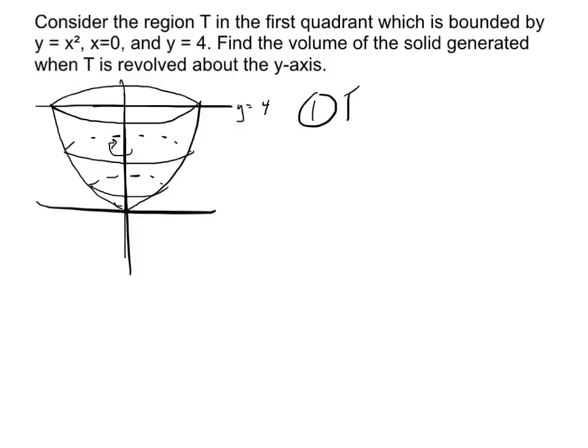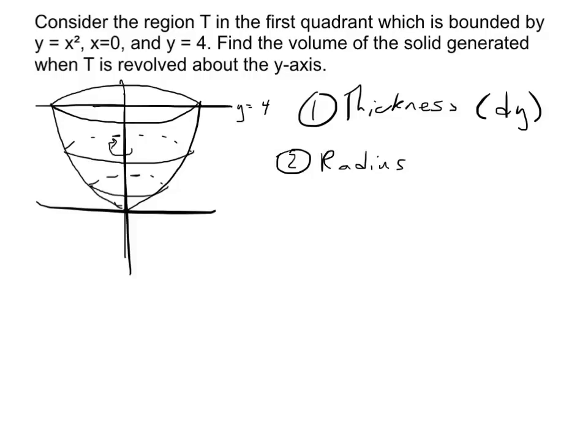Step one, what is the thickness? The thickness of this thing is always related to what axis I am revolving around. Revolving around the y-axis, so the thickness is dy. Second, what is the radius going to be? And again, I think it's worth drawing in. I think it's worth saying, here is the axis of revolution. I'm going perpendicular to that out to the function, and I want to know what that distance is.